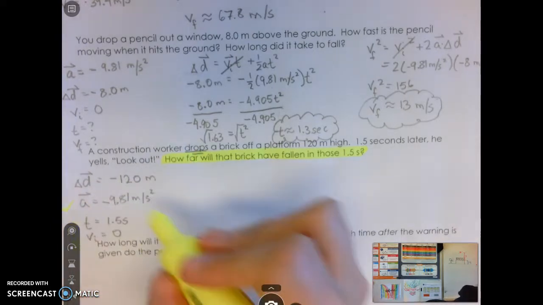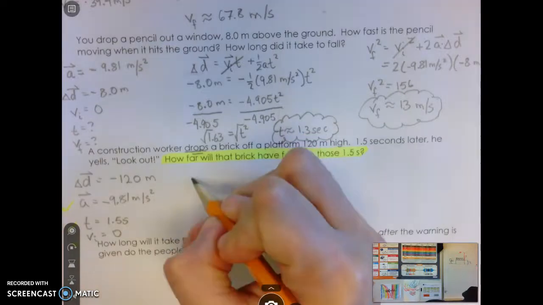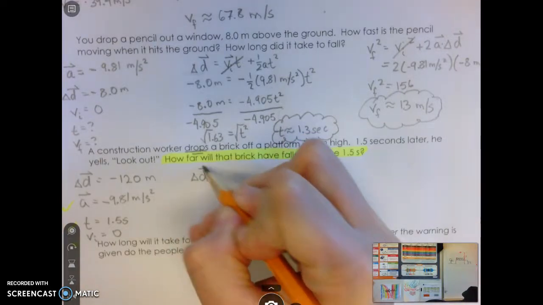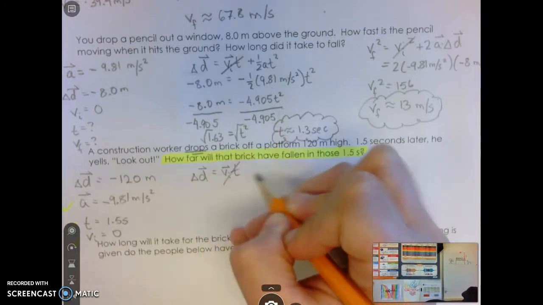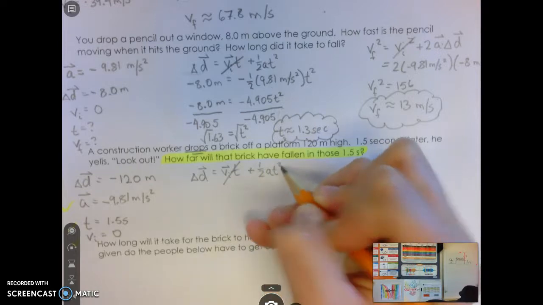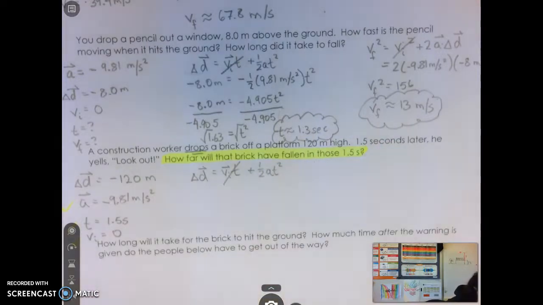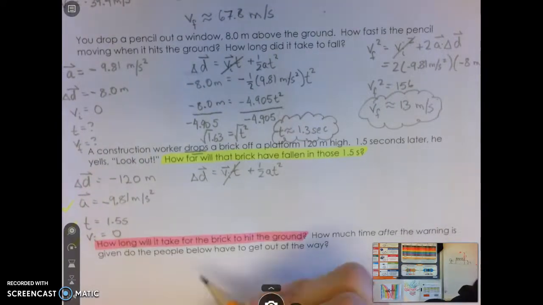It fell, but it didn't fall all 120 meters yet. If you want to know how far it's fallen, our good old standby equation number 3, starting from rest, makes our lives easier, will tell you how many of those 120 meters the brick has fallen. That is a different question than this one. How long will it take for the brick to hit the ground?